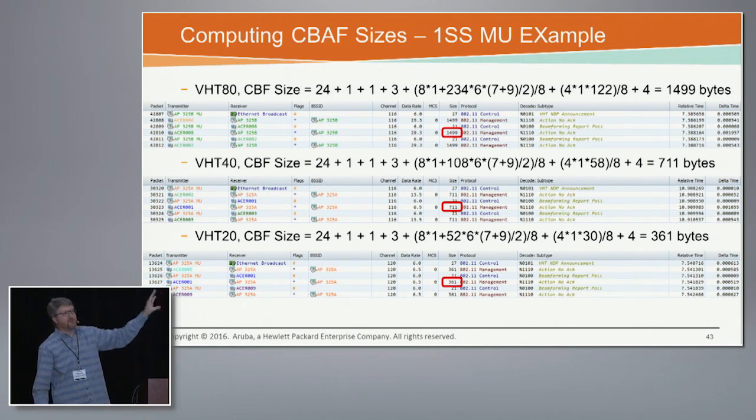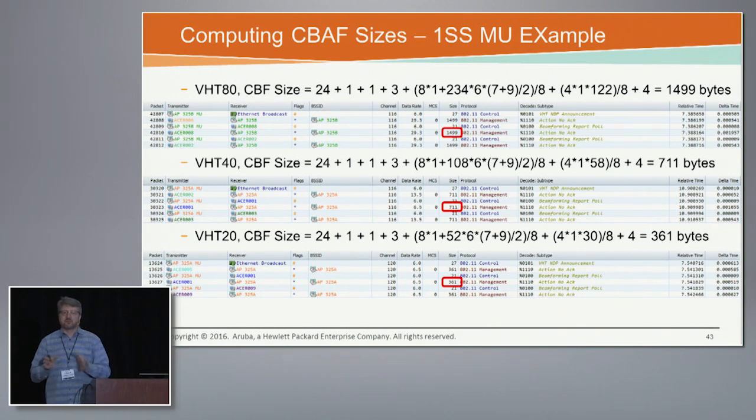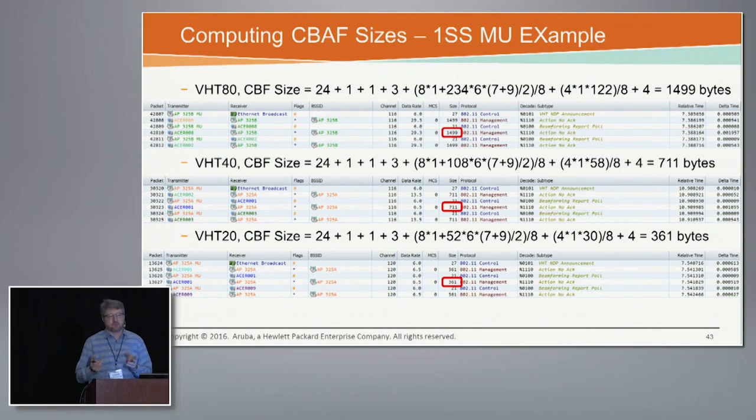So here is an 80, a 40, and a 20. The good news is that as the bandwidth gets smaller, the sounding sizes get smaller. I have fewer subcarriers that I'm sensing, so I'm not having to report as much data back to the access point. The bad news is, because the bandwidth is smaller, my MCS 0 is a lower and lower number. So from an airtime perspective, it's virtually the same, just plus or minus 10 or 15 microseconds in this example. So it takes about the same amount of time.